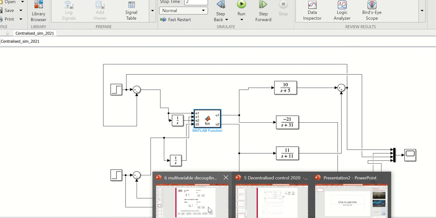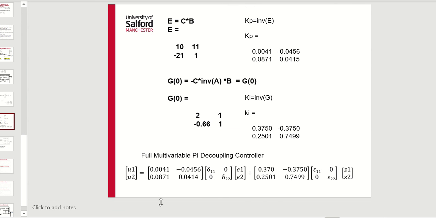So that is an interesting little example of a multivariable control system design problem, where you've designed a decoupling matrix using the concepts of initial decoupling and steady state decoupling to come up with a multivariable PI decoupling controller.